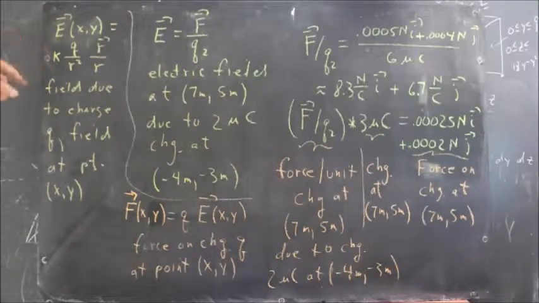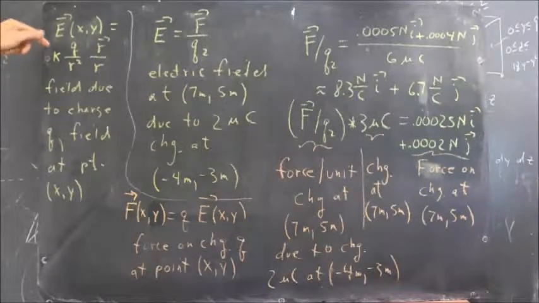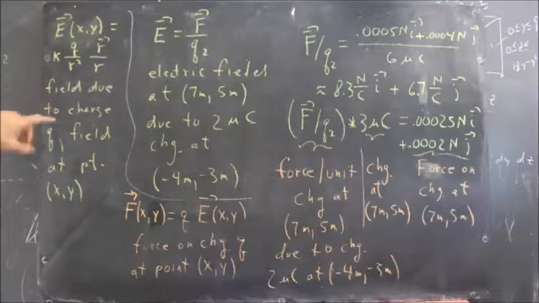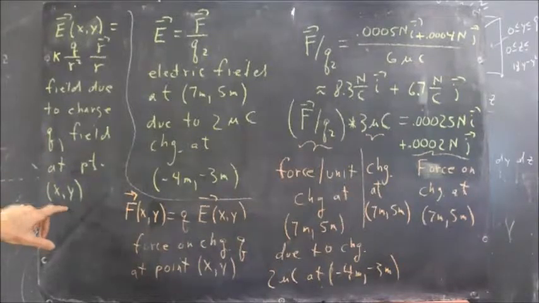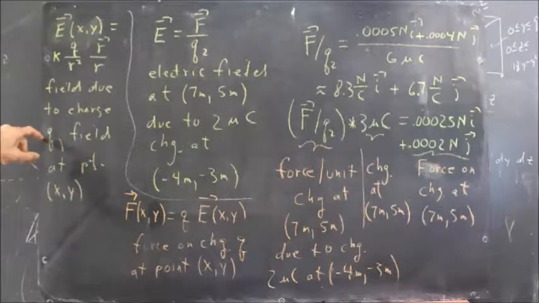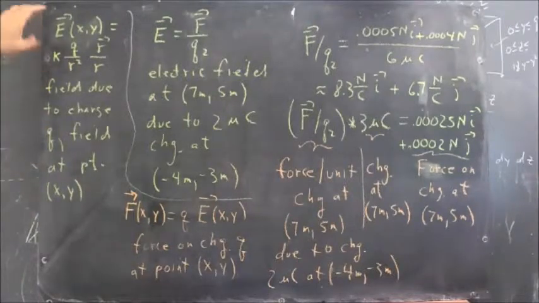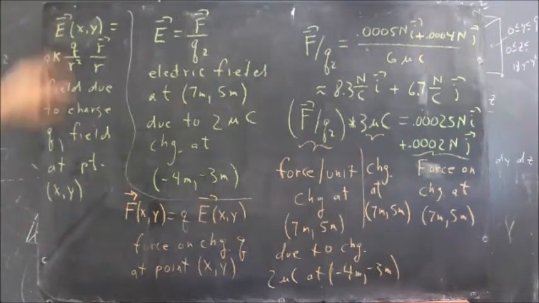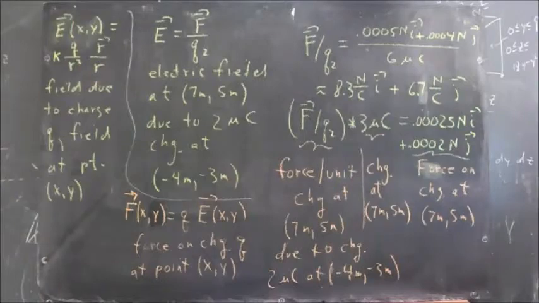We can modify our Coulomb's law. Instead of K Q1 Q2 over R squared, the electric field is just K times Q over R squared. That's the field due to the charge Q. It's the field at xy, the field calculated at point xy due to the charge Q at whatever point it's located. And you'll see this in your text, and you should understand it much better having seen it here.